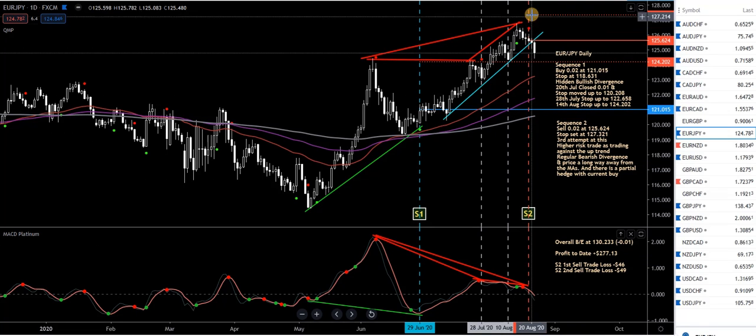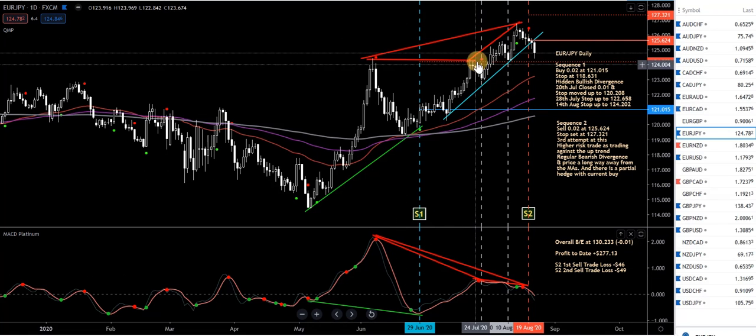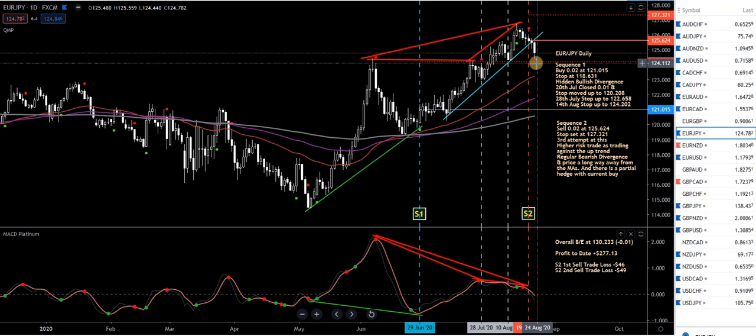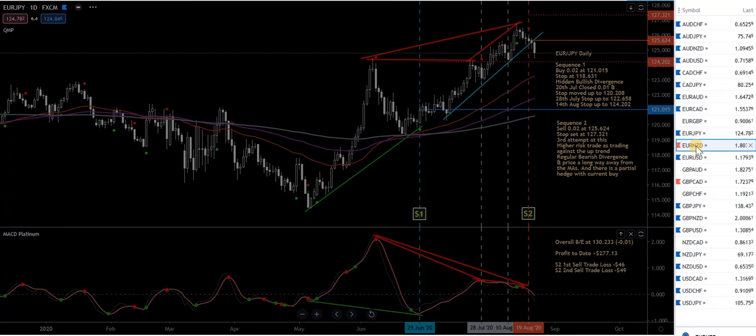Got a stop in place, got regular bearish divergence, you can see it, there's plenty of it. And it's coming down, starting to come down nicely now towards the stop on the buy. Broken this trend line I've drawn through here, just a basic trend line, so it's looking all right. The Euro yen.